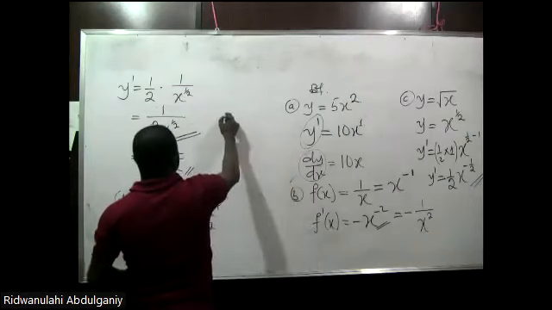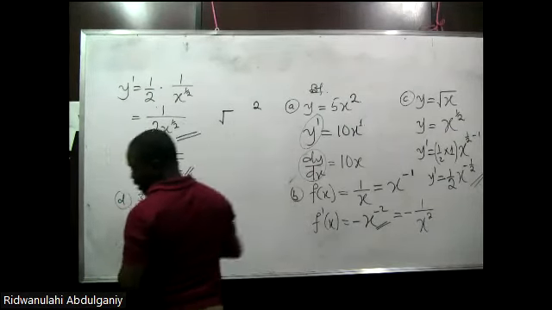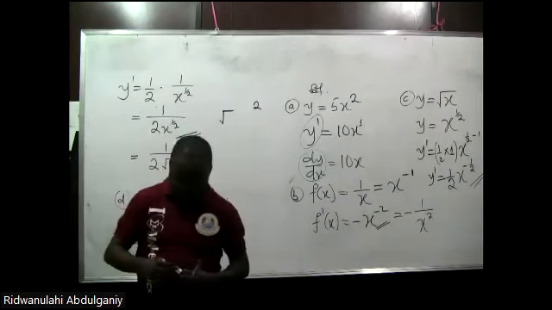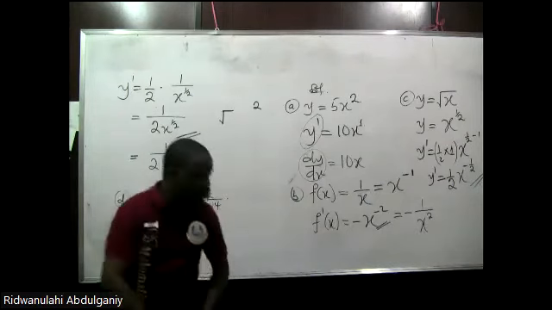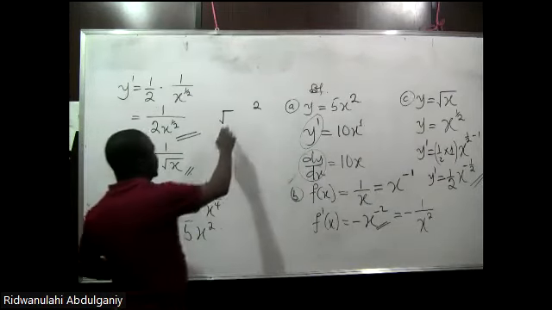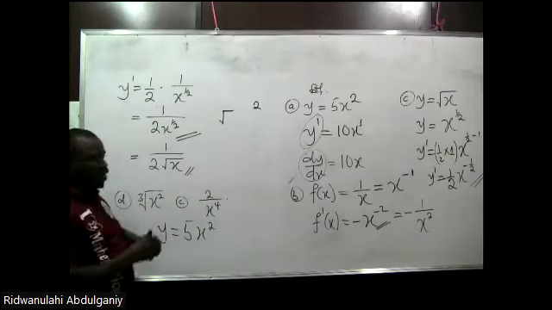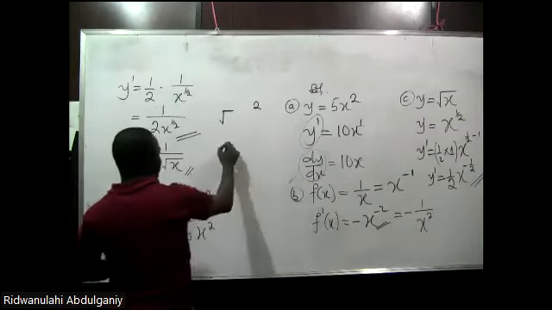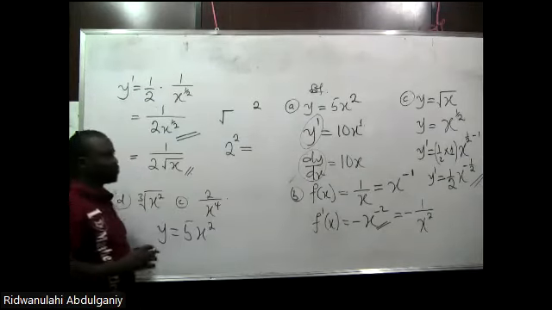There's a difference between square root and square. They are never the same. There is a serious difference between the two. They are not the same. Take for instance, if I have 2 squared, what is the answer?